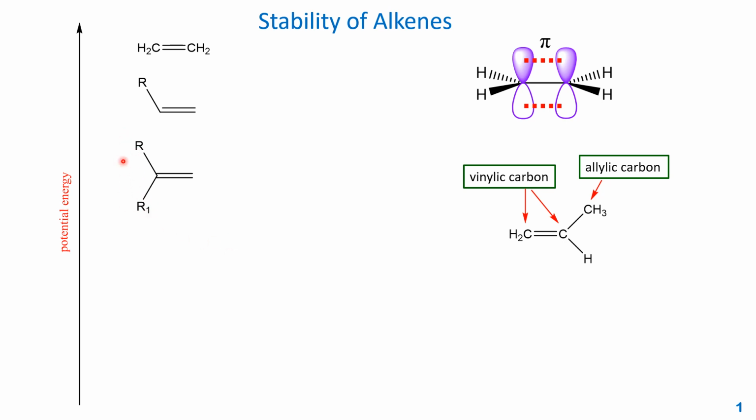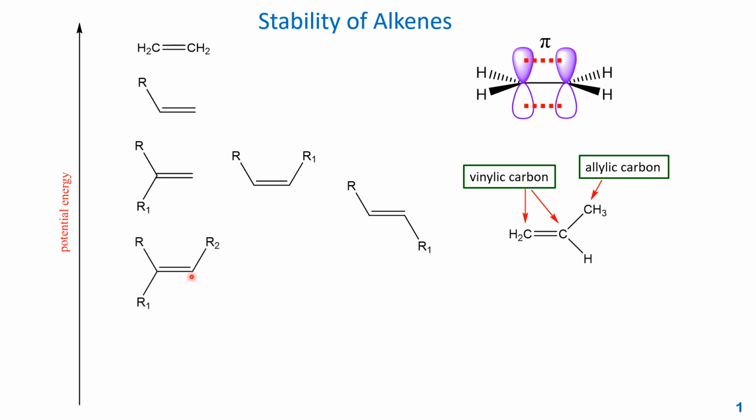That's called a disubstituted alkene. If the two substituents are on the same carbon, it is called a geminal disubstituted alkene, and they can be on different vinylic carbons. For example, this is called a cis disubstituted alkene, because these two substituents are on the same side of the double bond. If they are on opposite sides like this, that's called a trans disubstituted alkene.